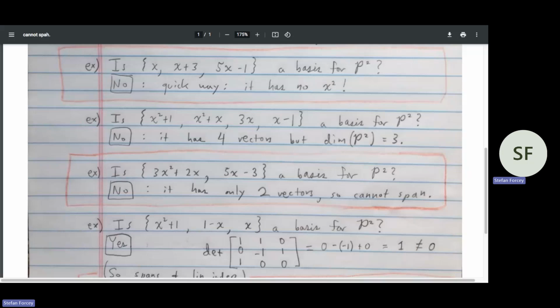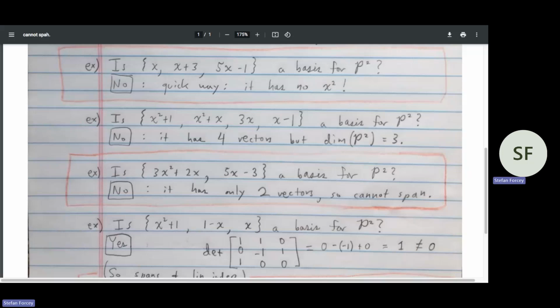Next one, 3x squared plus 2x and 5x minus 3. Is that a basis for P2? So again, these last two don't have the easy way out, which is to notice that it's missing some power of x. This one has all the powers of x, but it only has 2 vectors. So it has to have 3, since that's the dimension, n plus 1 if it was Pn. So the answer is no again. And in this case, if it has too few vectors, we know it can't span. It might be linearly independent, but definitely can't span.